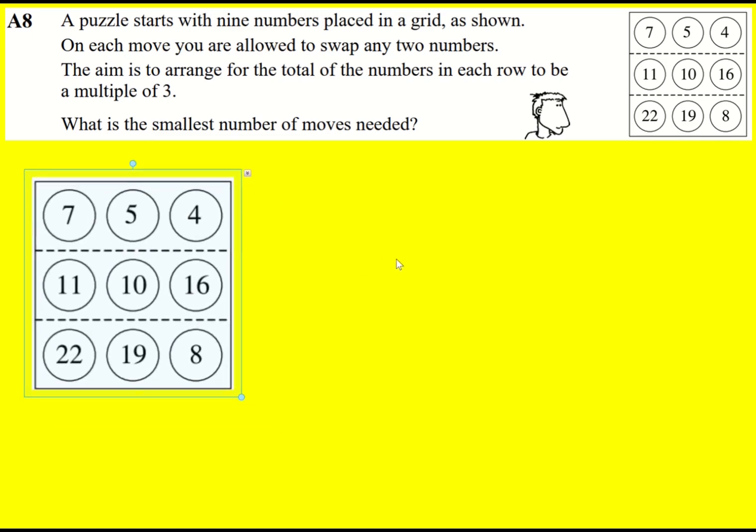I think a good shout in this question is first of all to add each row up and see what we get. Do we get any multiples of 3 straight away? Here we get 16. 21 plus 16 is 37. 22 plus 8 is 30. Here we get 49.